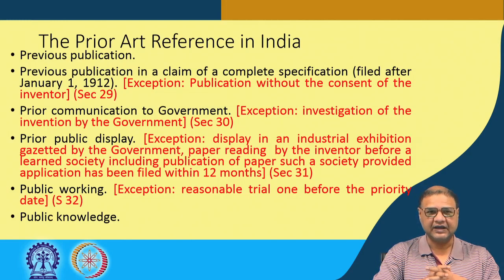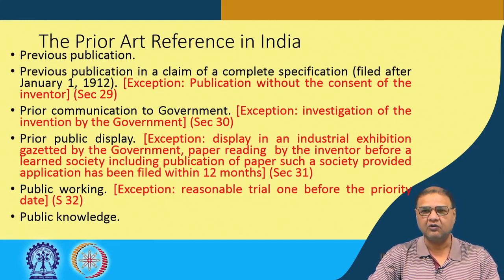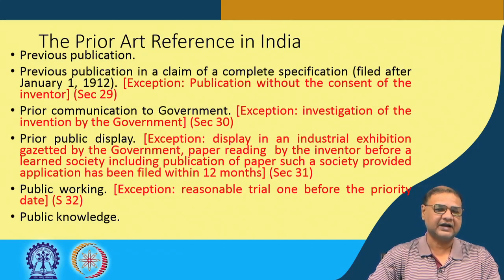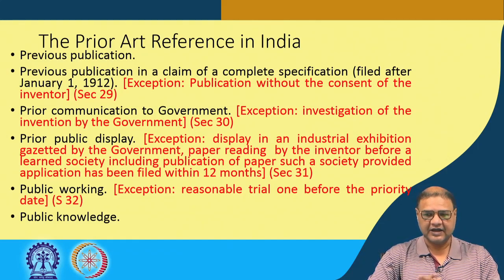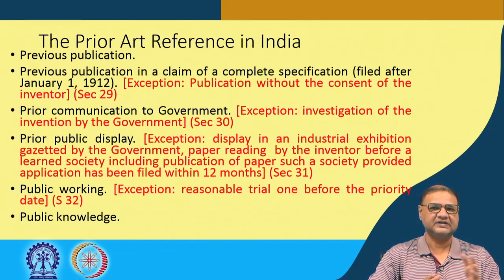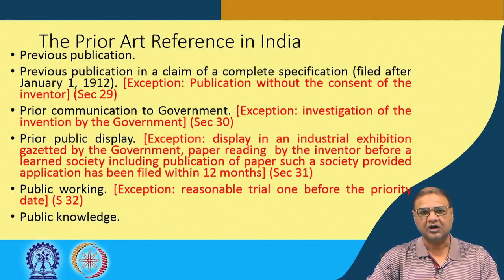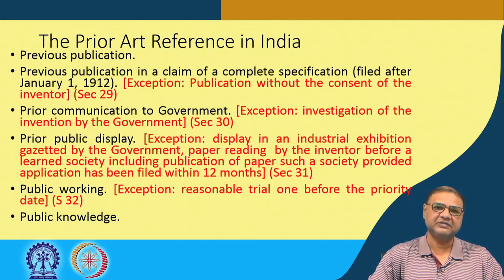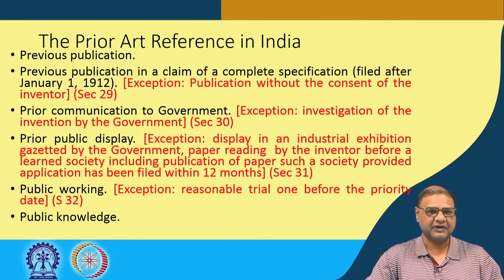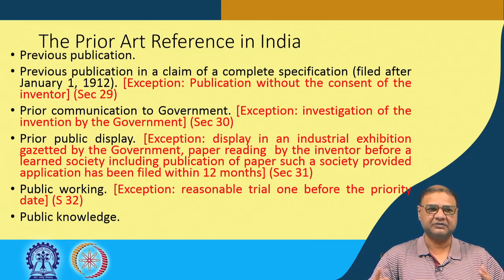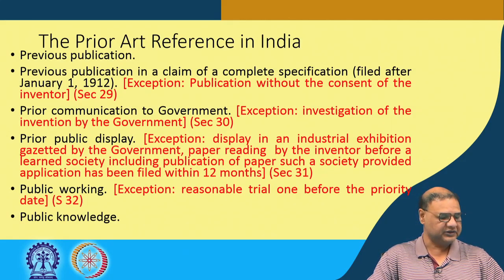So, a patentee can also see, before the product is launched, how effective and how commercially viable the product is. And therefore, he can conduct a reasonable trial, and within a period of 1 year from the reasonable trial, he has to file the patent application, and this is allowed, and this would not defeat the novelty. And then if there is prior public knowledge, and that prior public knowledge may be in the form of traditional knowledge, or knowledge which is available in a traditional knowledge digital library, that would also defeat the novelty.